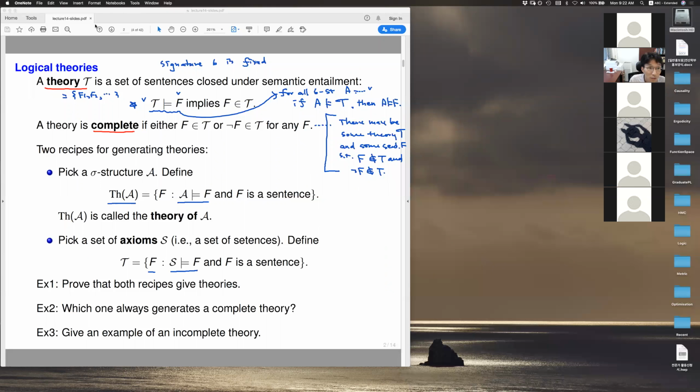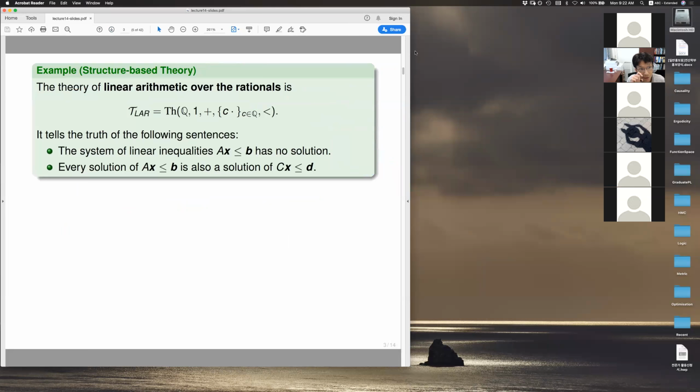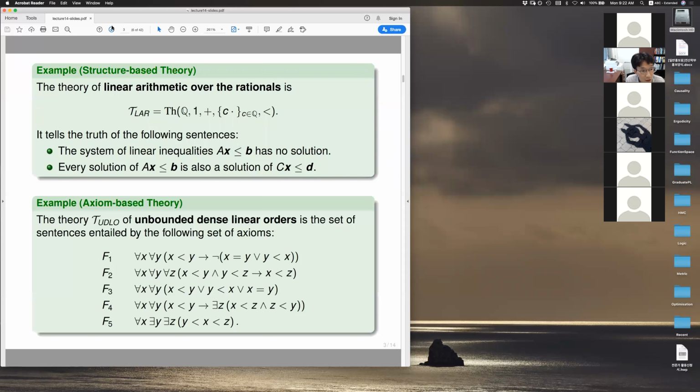Okay, so let's move to the next. Here are two examples we're going to look at very closely. The first example is the theory generated by the first recipe. The second is the theory generated by the second recipe. The first theory is called the theory of linear arithmetic over the rationals, and we're going to use the letter T with subscript LAR. L means linear arithmetic over the rationals.